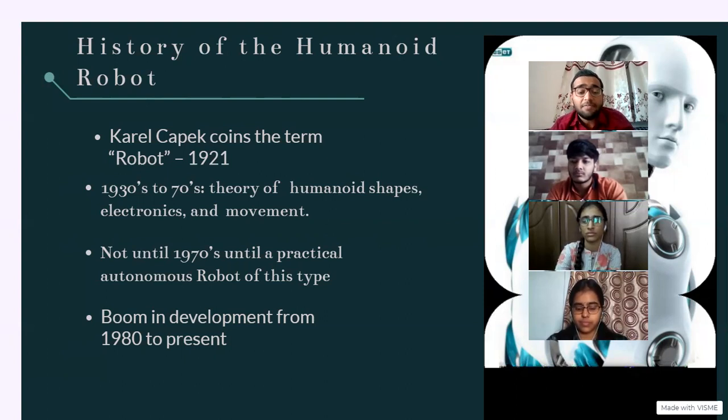It has been suggested that very advanced robotics will facilitate the advancement of ordinary humans. Although the initial aim of humanoid research was to build extensions for human beings, the knowledge that we have gathered is being transferred between biological, mechanical, and computational disciplines. Karel Capek was the person who coined the term robots in the year 1921. 1930 to 1970 was a period where we saw rapid growth in theory of humanoid shapes, electronics, and movements. It was not until the 1970s that a practical autonomous robot of this type was conceived and manufactured in Japan. There was a boom in development of humanoid robots from the 1980s onwards.